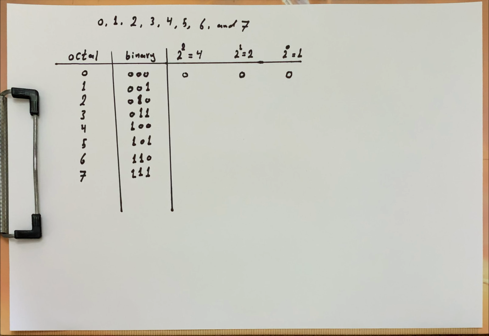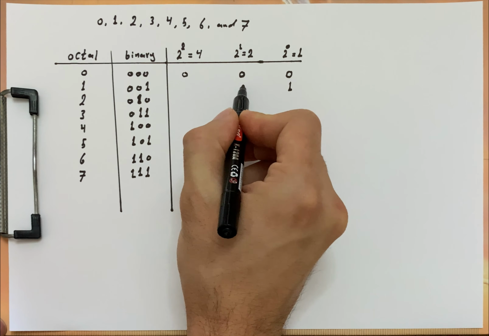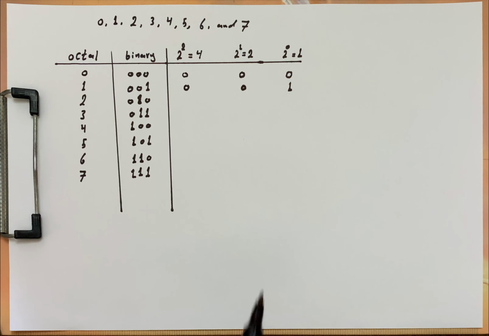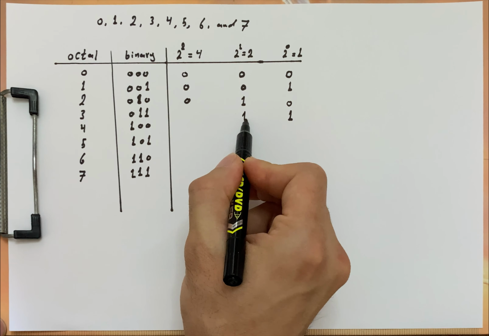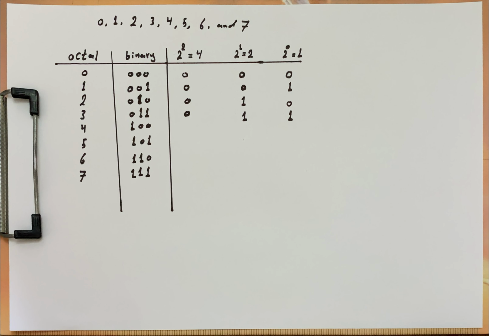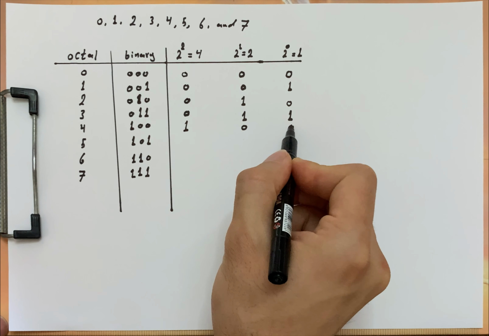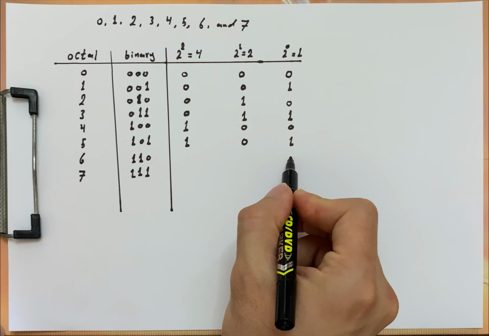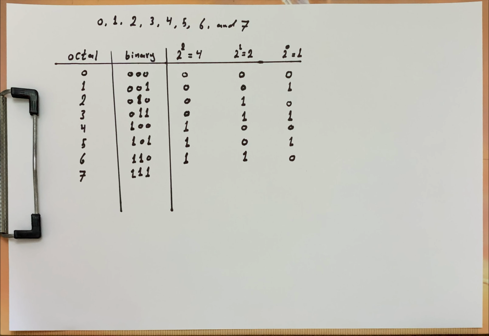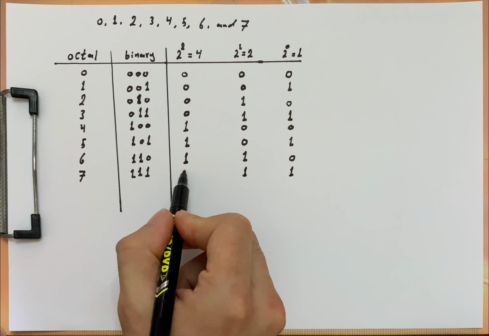The number 1 is consisting of only 1, so we put 1 in the first place. The number 2 is consisting of only 2, so we put 1 in the second place. The number 3 is consisting of 1 and 2, so we put 1 in the first place and 1 in the second place. The number 4 is consisting of only 4, so we put 1 in the third place. The number 5 is consisting of 4 and 1, so we put 1 in the first and third places. The number 6 is consisting of 4 and 2, so we put 1 in the second place and 1 in the third place. The number 7 is consisting of 4 and 2 and 1, so we put 1 in the first, second, and third places.